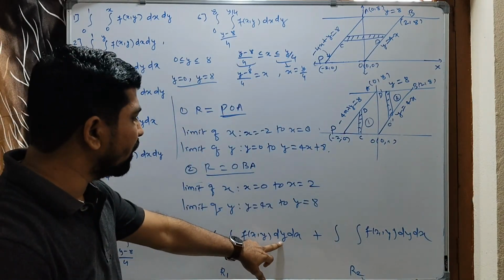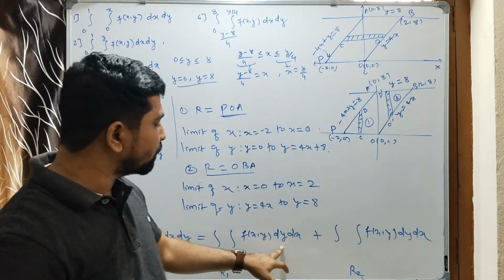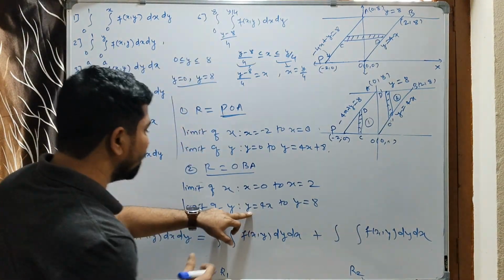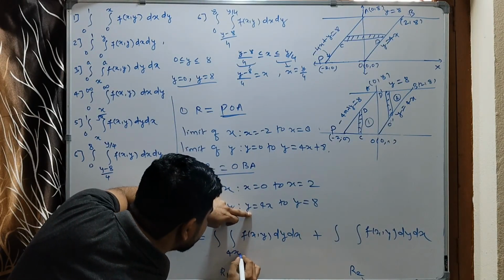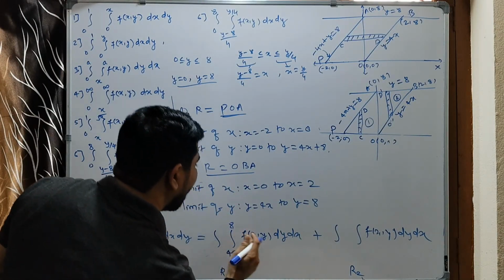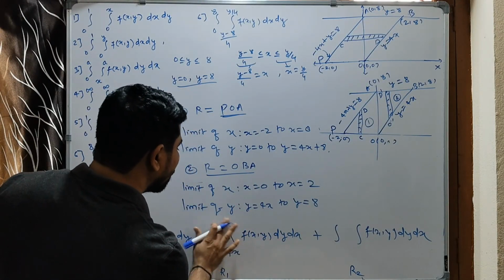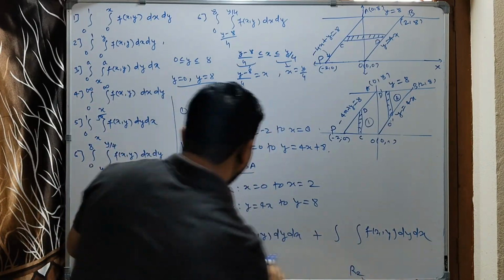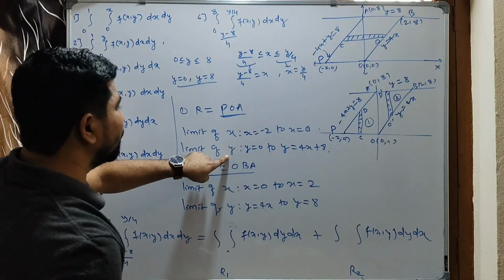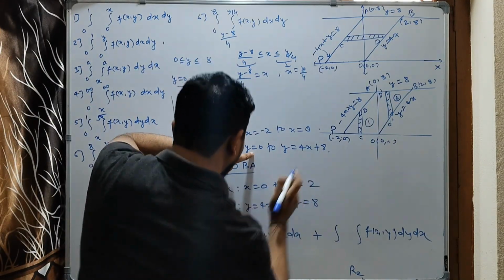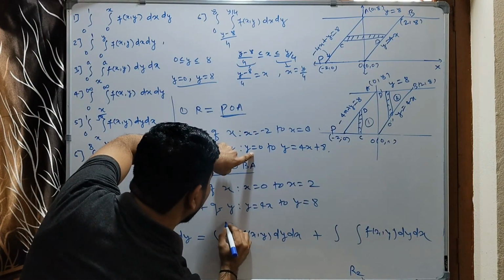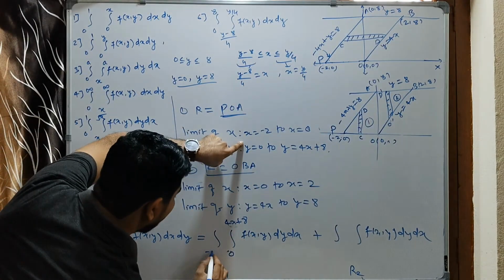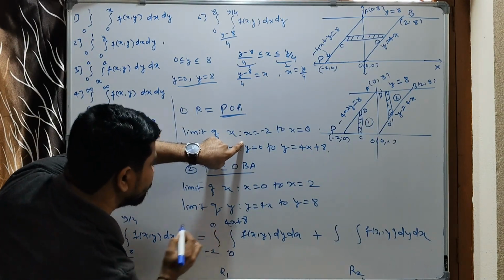Now when I am integrating first with respect to dy and then dx, write the limits of y. The limits of y start from 4x to 8, sorry. So this is corresponding to the first region. In the first region, the limits of y are 0 to 4x plus 8 and the limits of x are minus 2 to 0.